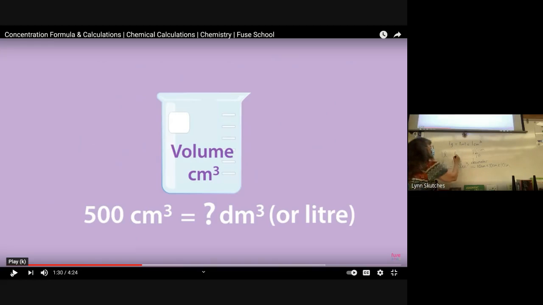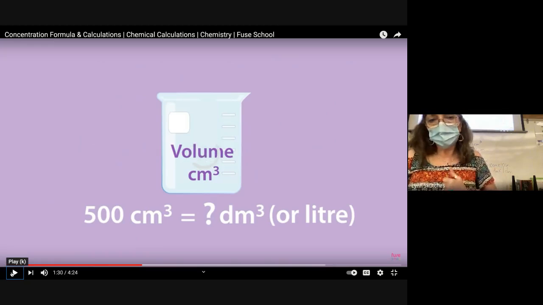So 1 decimeter cubed is the same as 10 times 10 times 10 centimeters, which is the same as a liter. Okay, they're the same thing, so they're interchangeable. Is there an advantage to using decimeters? I don't think so, but it's used a lot.